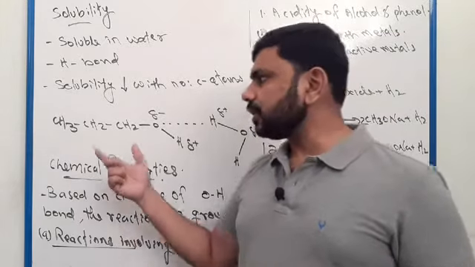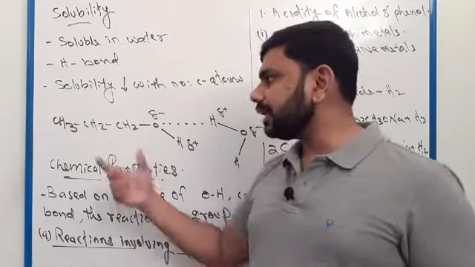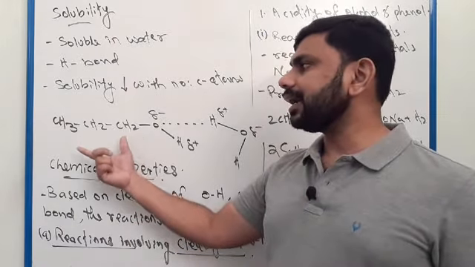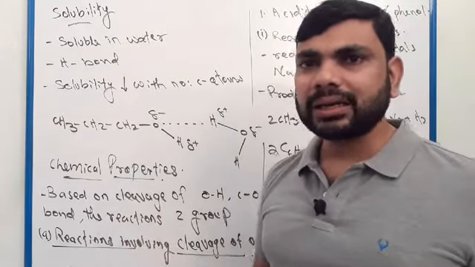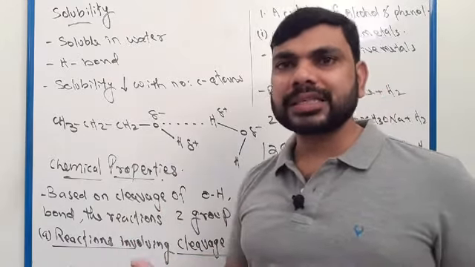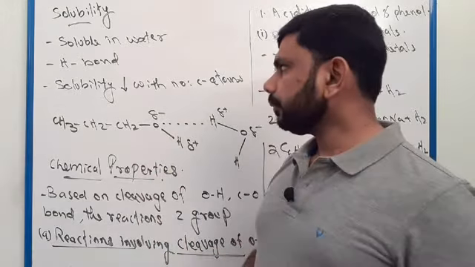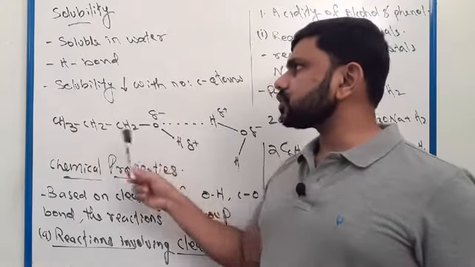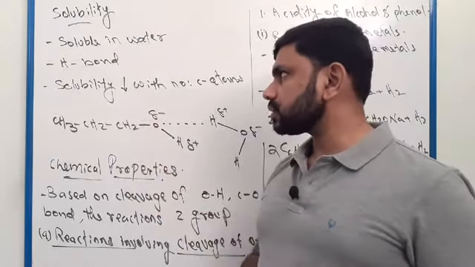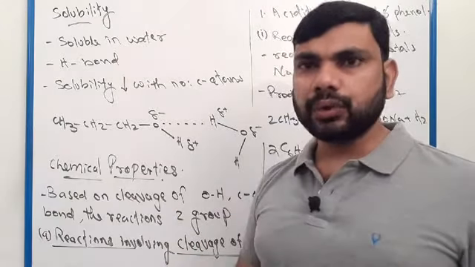Okay, and solubility of alcohol or phenol decreases with increasing alkyl or aryl group. If the size of alkyl group or aryl group increases, solubility will decrease. Clear? So solubility of alcohol or phenol depends on the hydrogen bond. So these are the physical properties, boiling point and solubility.